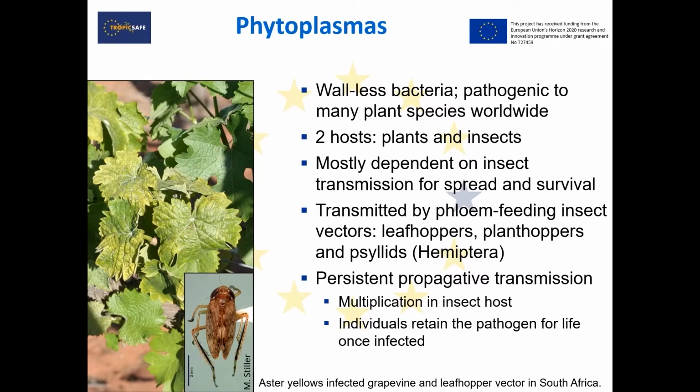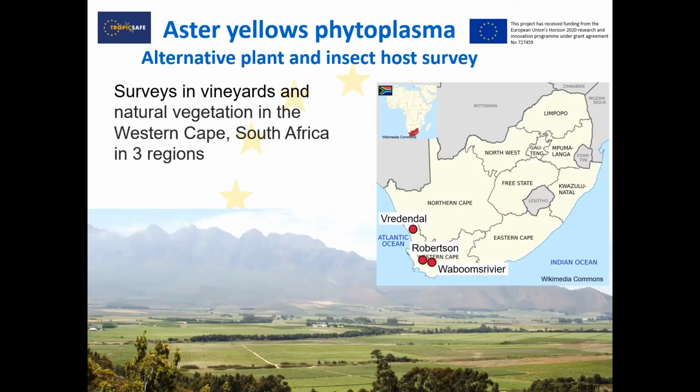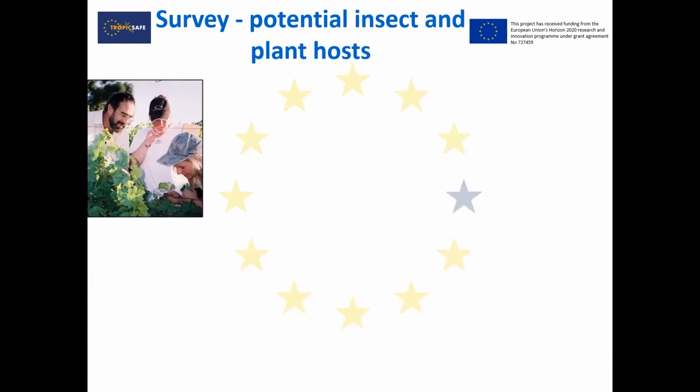Phytoplasmas reproduce not only in their plant hosts, but also in their insect host, which retain the pathogen for life once infected. To identify insect vectors and alternative host plants, grapevine and the vegetation within and around vineyards and the natural vegetation in the fynbos and succulent karoo were sampled in the three regions where Aster Yellows Phytoplasma has been reported, that is Vredendal, Robertson and Waboomsrivier.